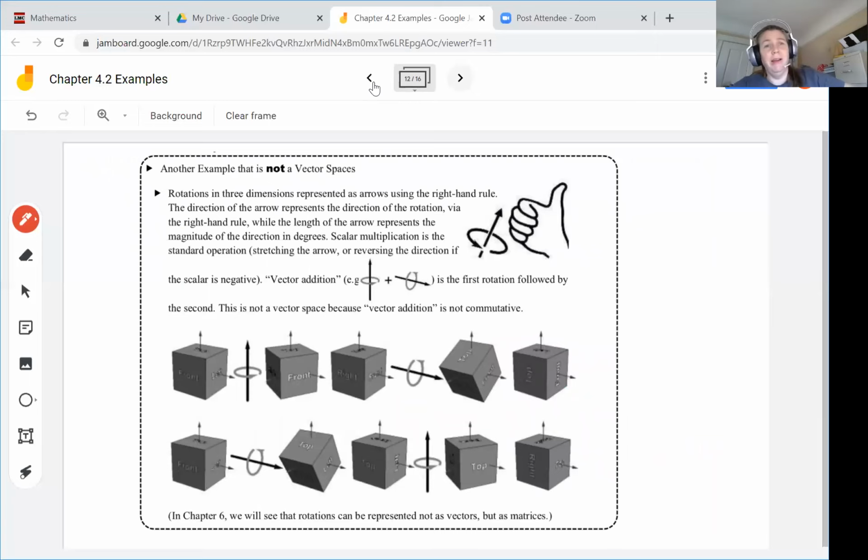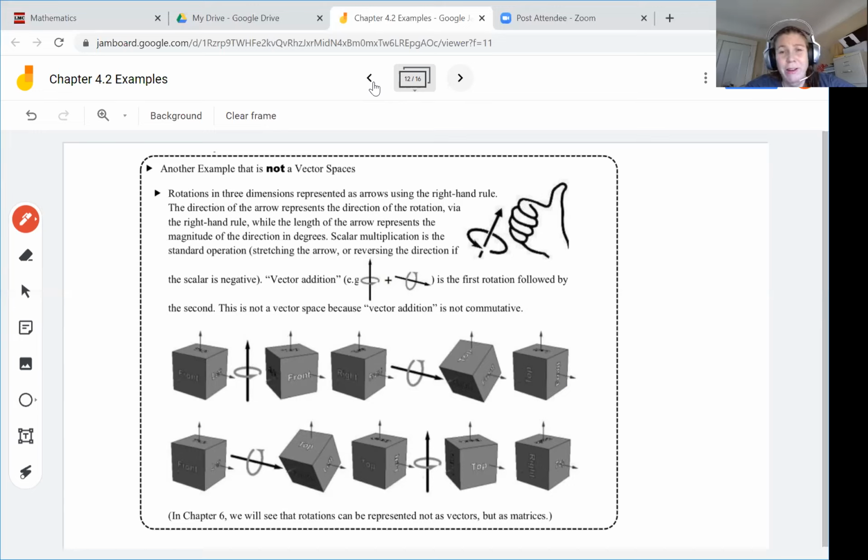All right, here's another example that's not a vector space: rotations in 3 dimensions. Here we're representing them as arrows using the right-hand rule. The right-hand rule says if you curve your fingers in the direction that you're rotating, then your thumb points in the direction of the rotation. So that's the magnitude in the direction of the degrees, your thumb. Scalar multiplication is a standard operation, so you're stretching the arrow or reversing the direction if the scalar is negative. Vector addition is the first rotation followed by the second rotation.